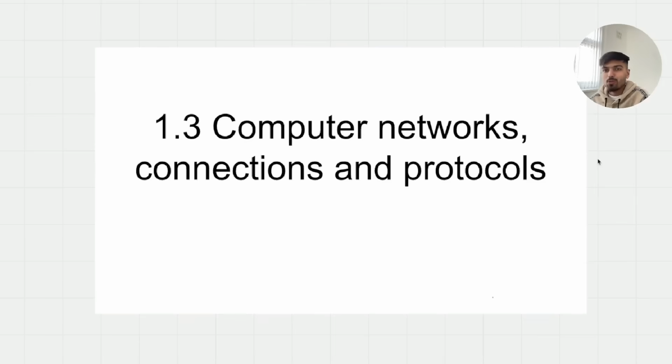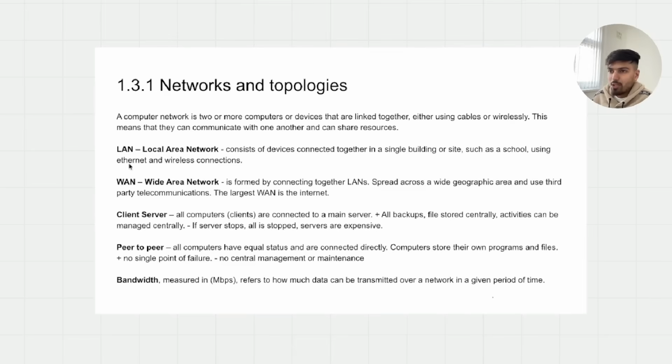Now we move on to computer networks, connections and protocols. First things first, make sure you know the difference between a LAN and a WAN. A LAN is a local area network. It consists of devices connected together in a single building or site such as a school, using Ethernet and wireless connections. A WAN is a wide area network. It's formed by connecting multiple LANs. It can spread across a wide geographical area, sometimes continents, and uses third-party communications.